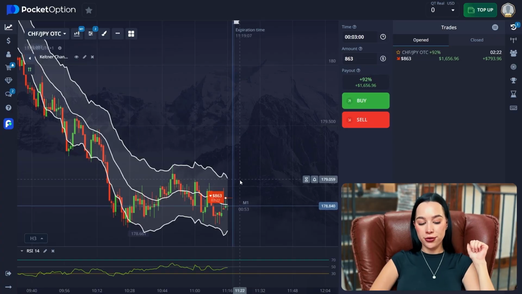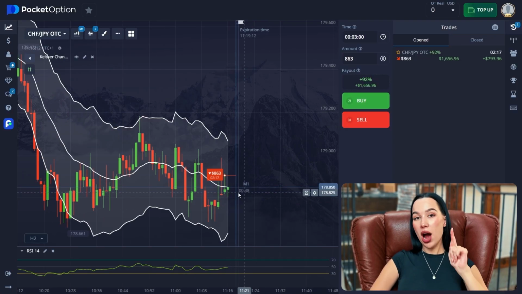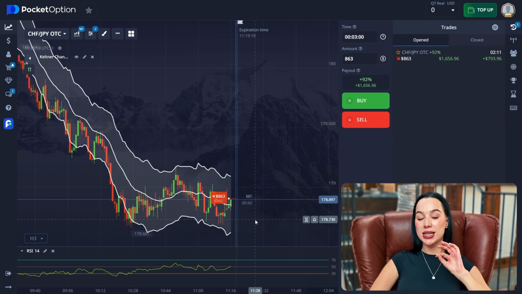So step 4, guys, in our plan is master your emotions. Trading is 50% psychology and 50% knowledge. So you will feel fear, greed, also frustration, and that's absolutely normal. But if you're acting on those emotions, that's how you lose. So please stick to your plan.